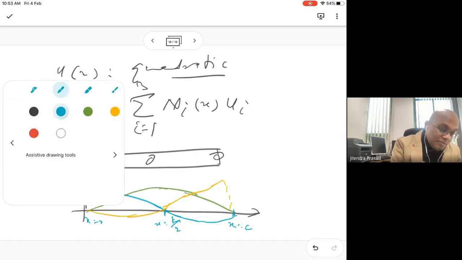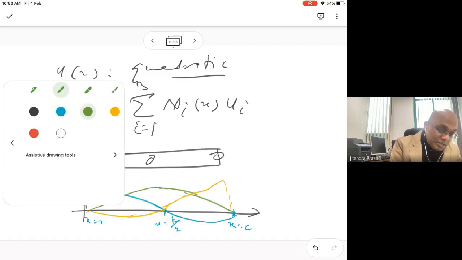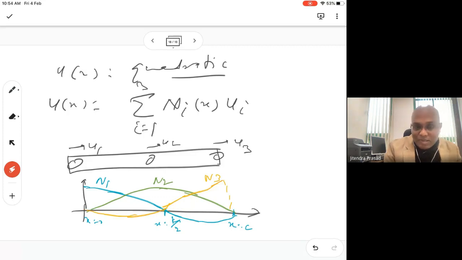So you have n1 here, this is n2, and this is n3, and you have u1 here, u2 here, and u3 here. And these are quadratic equations. These are all quadratic equations, and we have to find out how these equations look. This is what we will do.